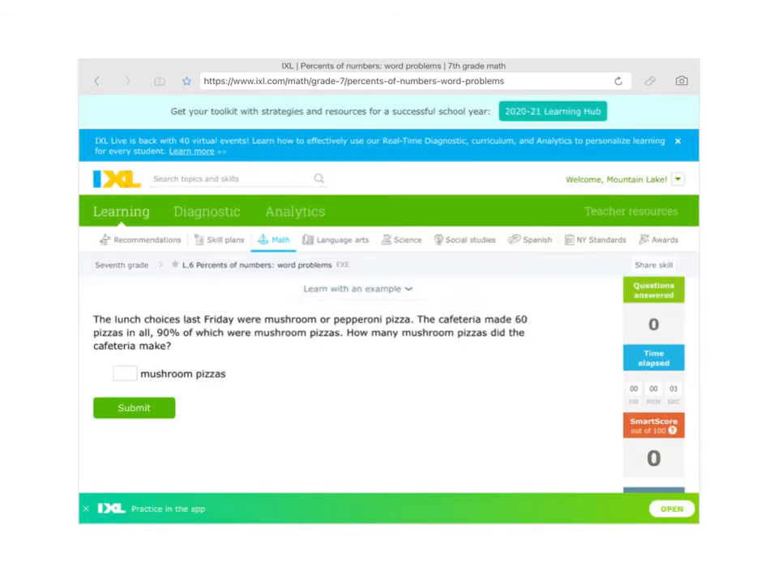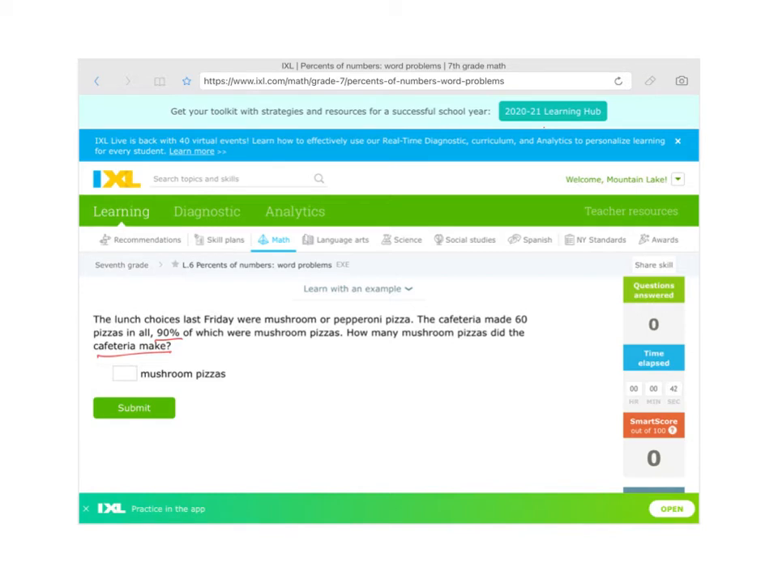All right, so now we have the next IXL. So we have this, L6, percents of numbers, word problems. The lunch choices last Friday were mushroom or pepperoni pizza. The cafeteria made 60 pizzas in all, so that's your total, right? 90% of which were mushroom pizzas. How many mushroom pizzas did the cafeteria make? So basically, the mushroom pizzas are 90% of the total.